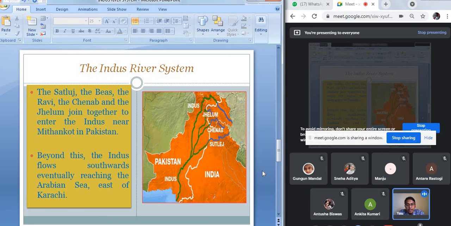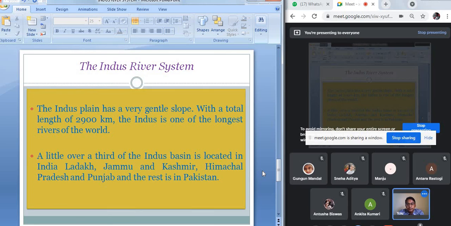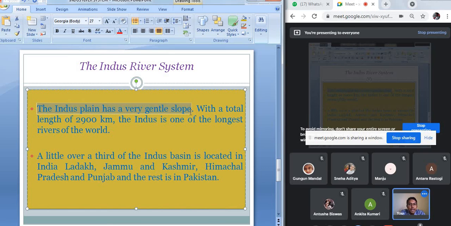The river Indus is the most important river of the northwestern part of our country, because it supplies water to the Ladakh region, to the Jammu and Kashmir region, as well as to the western part of the northern plains of our country, that is the states of Punjab, Haryana and more. The Indus River has formed a gentle plain, and the plain areas formed by the Indus River have a gentle slope.